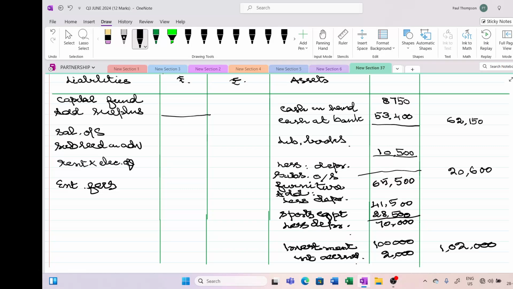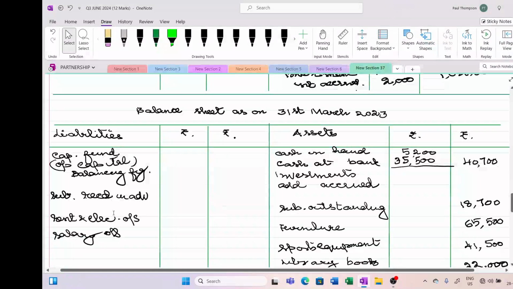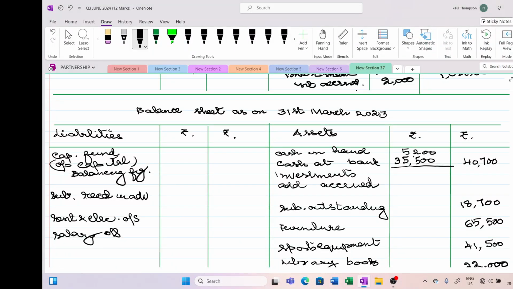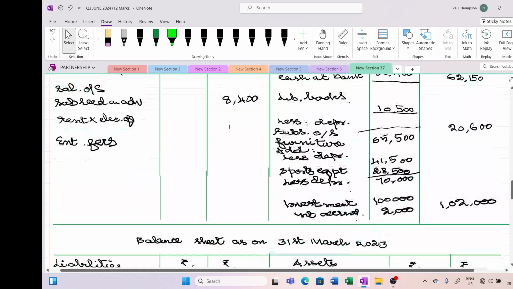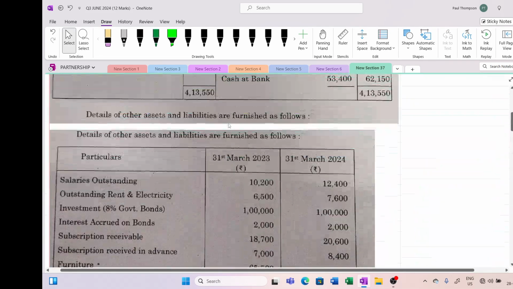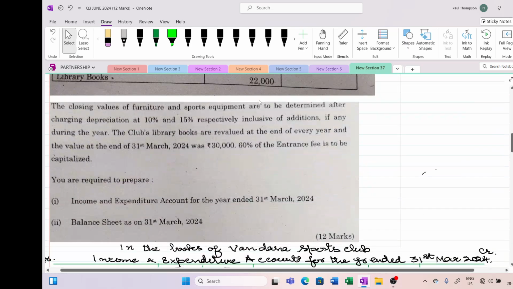Current year it is 8,400. Last year received in advance is 7,000. Okay. So this also we have posted. We have to post salary outstanding, everything is also in both the columns. So yeah, salary outstanding last year 10,200.